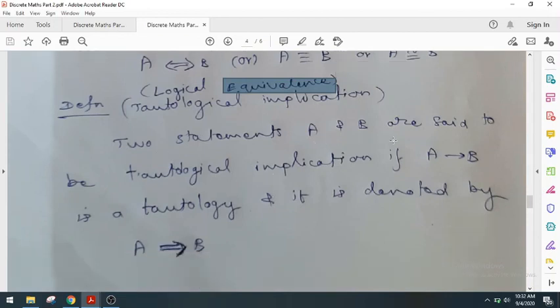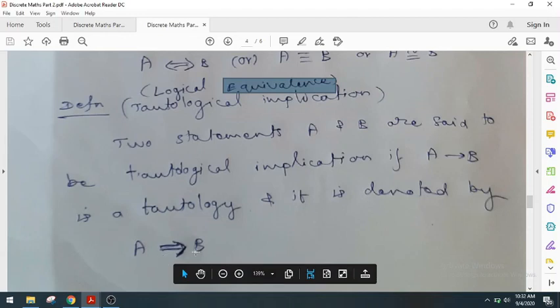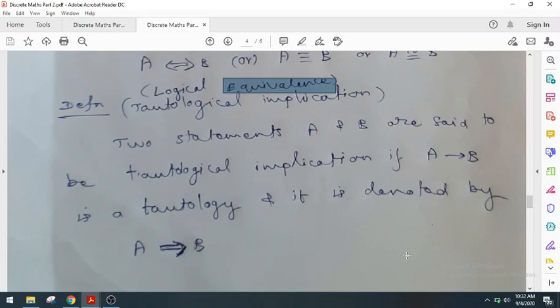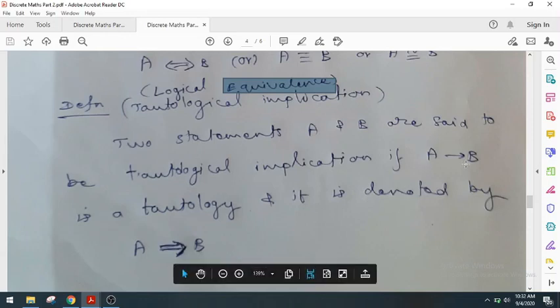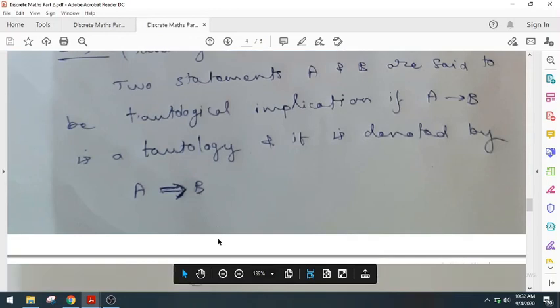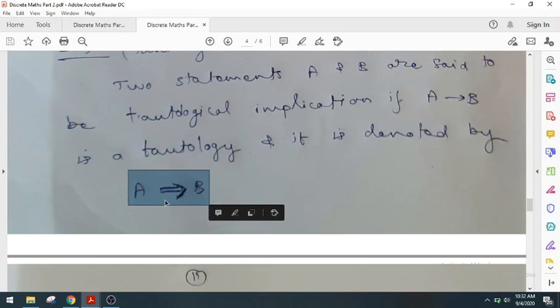Now two statements A and B are said to be tautological implication if A then B is a tautology, and it is denoted by A implies B. When we say that A and B are tautological implication, it means that if A then B is a tautology, then A implies B. That is, A logically implies B. That is, A tautologically implies B. So simply, A tautologically implies B means A then B is a tautology. That's all.